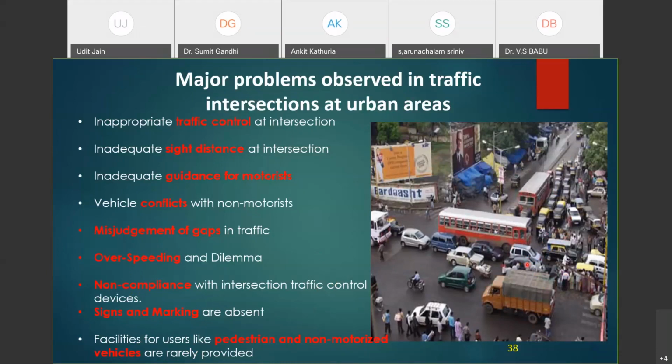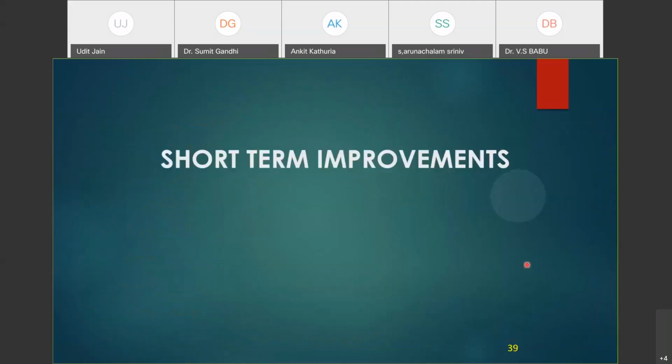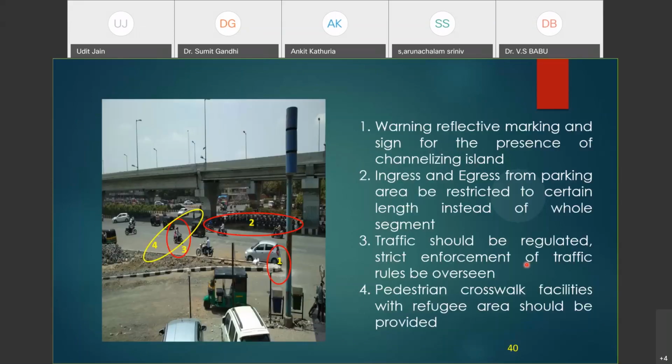And unfortunately, this is the state of almost 90 to 95% of the intersections in all major cities even today. What can be the improvement? What can be the solutions? So I have classified the solutions into three parts: short-term, medium-term, and long-term. So in medium-term solutions, I can show you with the help of some examples.